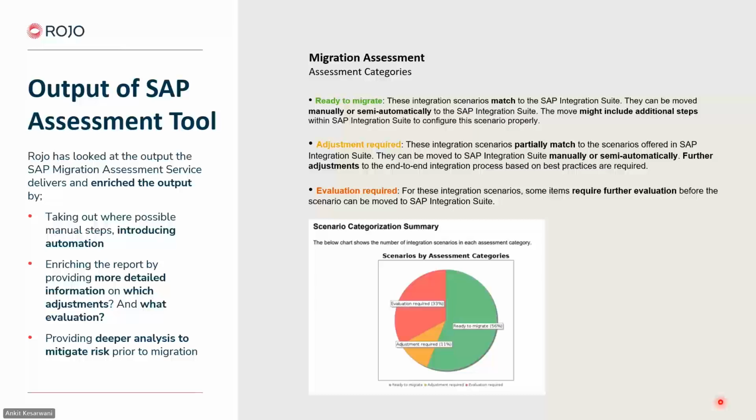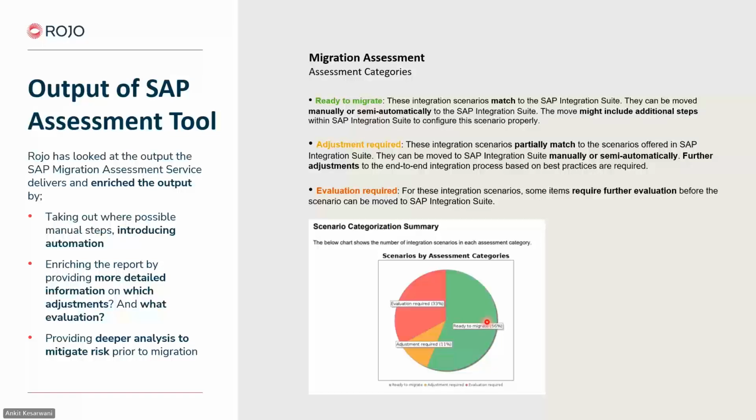So one is the different categorization of interfaces, which basically categorizes if your interface is ready to migrate, if it requires some adjustment, if there is an evaluation required, which you see in this circle here with the three different colors. It also gives you the summary of different types of adapters which are used in your landscape, different types of scenarios, or let's say complexity which you have in your interfaces. But if we focus on this assessment category, this is a very key aspect for any customer.